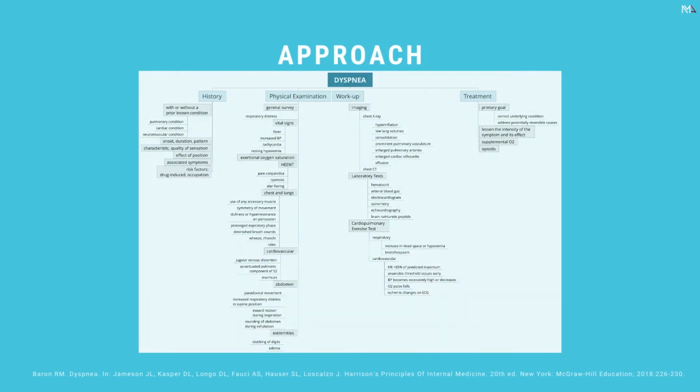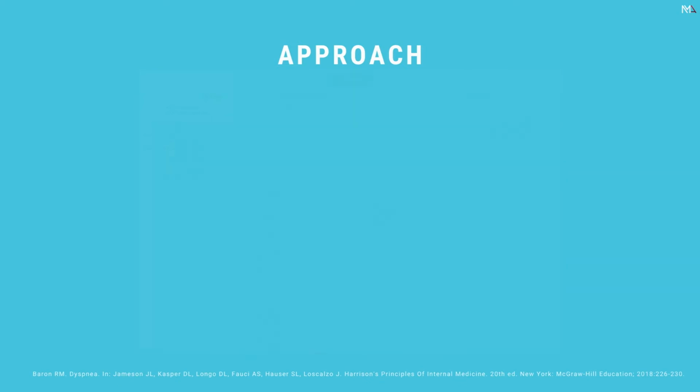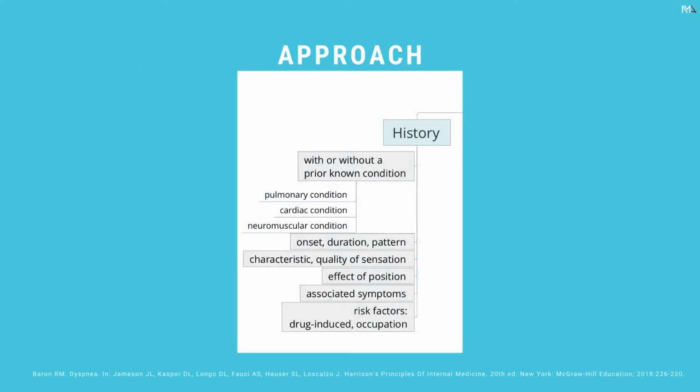In approaching a patient with dyspnea, history, physical examination, and workup are all considered. In history taking, it is important to know if there is already a known condition or not. If there is, evaluation of the condition should be done and assessed if there is progression or if there is a new process that could have caused the dyspnea. This could be of pulmonary, cardiac, or neuromuscular etiology.